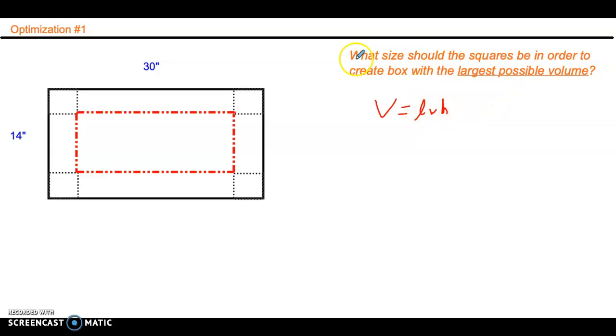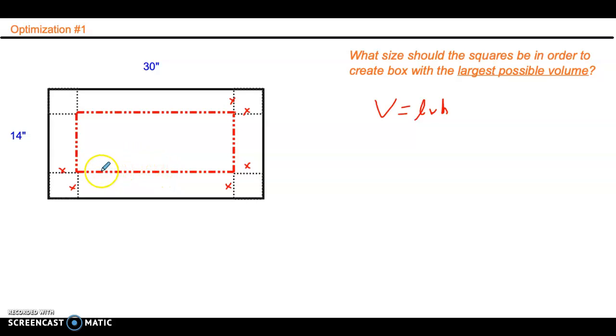Okay, what size should the squares be? So, in this picture, you are cutting out this square. It's a square, so we're going to call this x, because that's what we're really trying to solve for. What is that number? We're going to cut out an x there, there, there, there, there, and there. You get the idea. When we cut out all these squares, along these red dashed lines, we're going to fold these sides up, and that becomes the box.